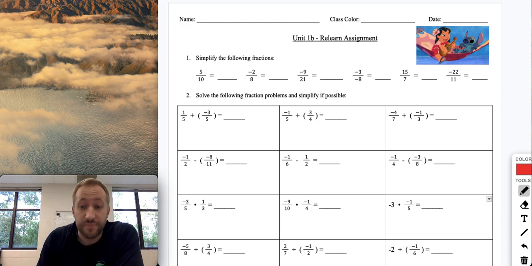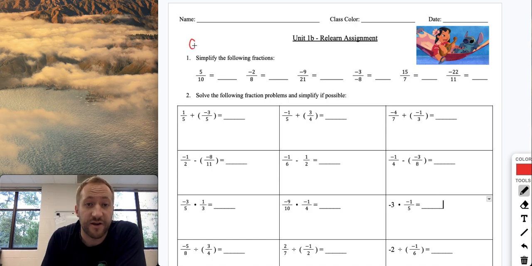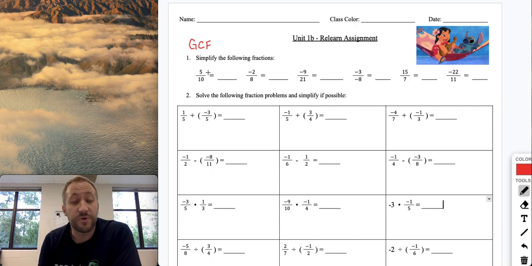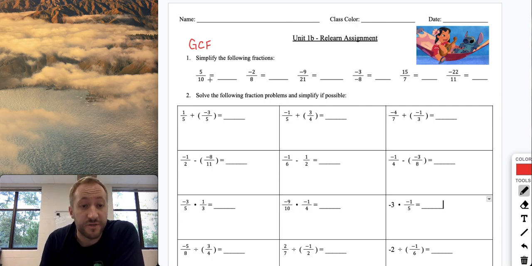First thing is simplifying these fractions. Whenever we simplify fractions, we're looking for the GCF. That's the greatest common factor. So we're looking for the greatest common factor of the numerator and denominator. So here I have 5 and 10. Now, I could write out the factors for 5 and 10.